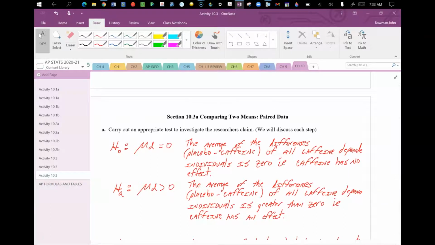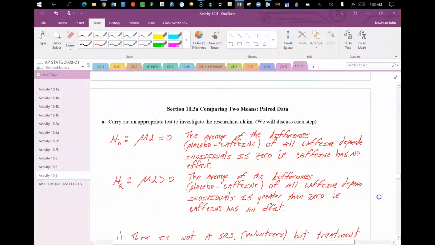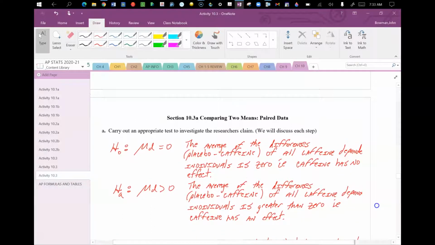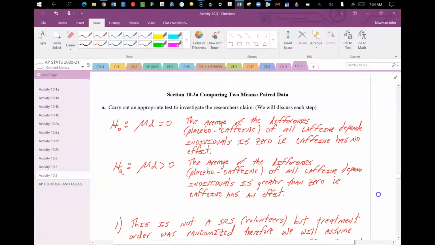The alternative, mu d greater than 0, implies that the average of the differences, placebo minus caffeine, of all caffeine-dependent individuals is greater than 0, or caffeine has an effect. Now, when we're doing a matched pairs t-test or t-interval, we have to check the conditions, but the conditions are based on the differences.